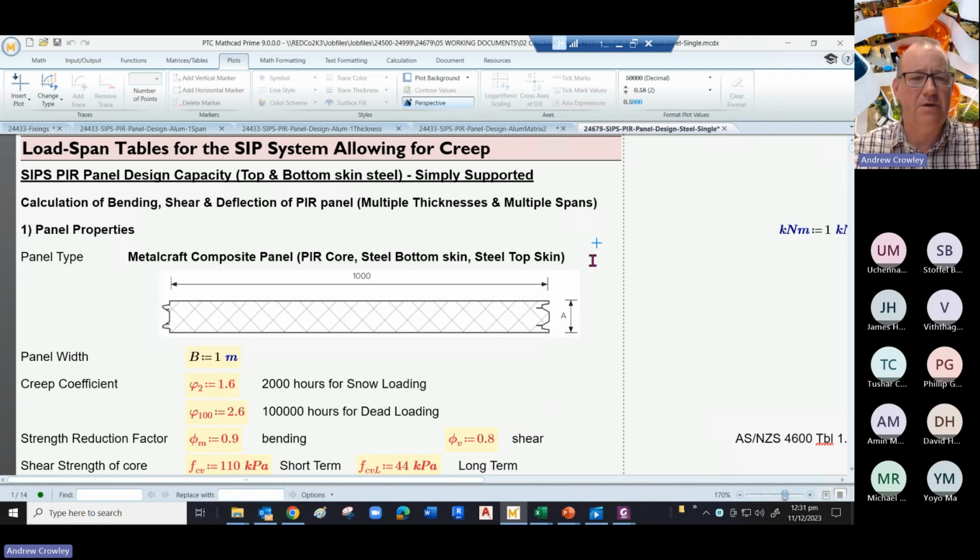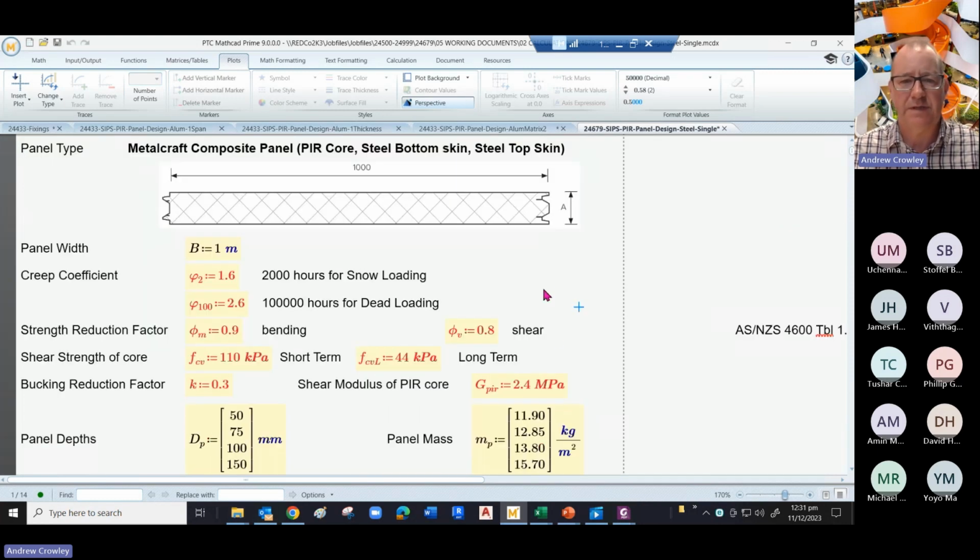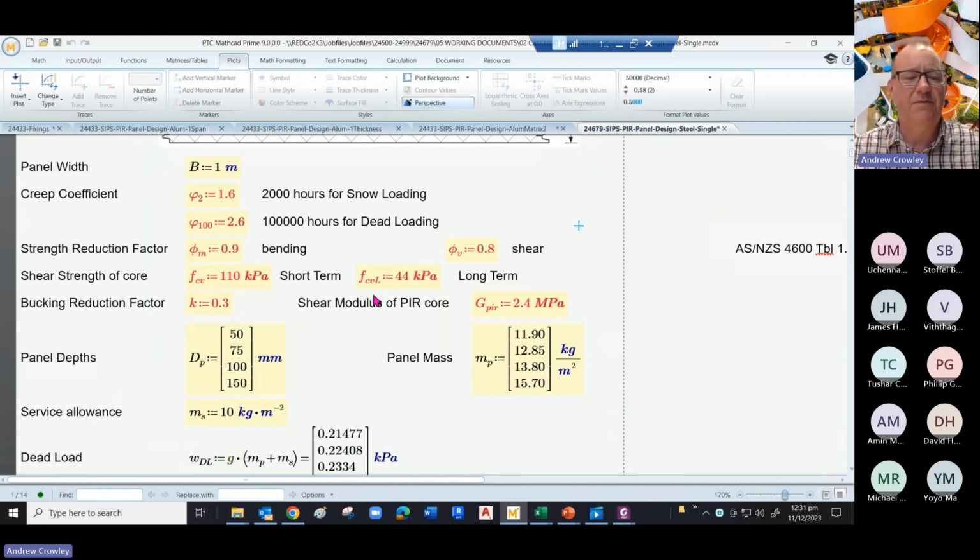and take into account the creep in the PIR. To do that, all we do is add these coefficients, creep coefficients. There's one for 2,000 hours for snow loading and one for 100,000 hours for dead loading. These you need to get from your manufacturer, and these vary enormously. And we've also got differences in the shear strength for long-term and short-term loading.